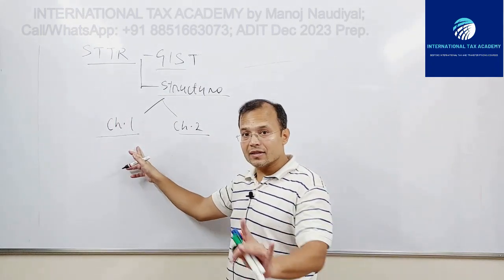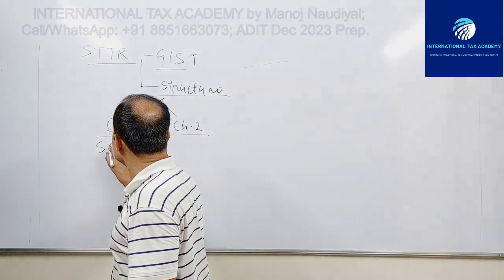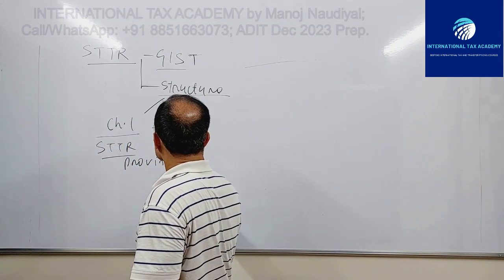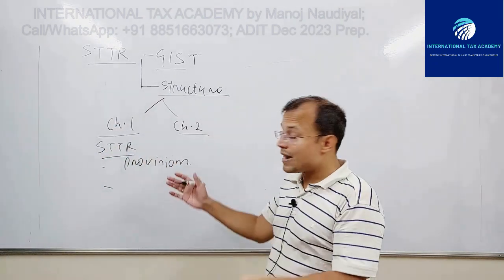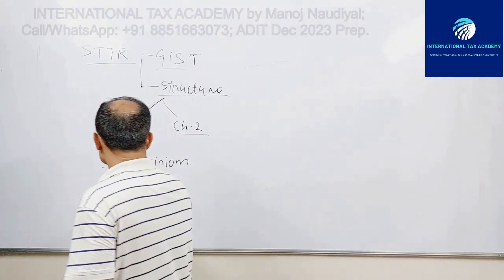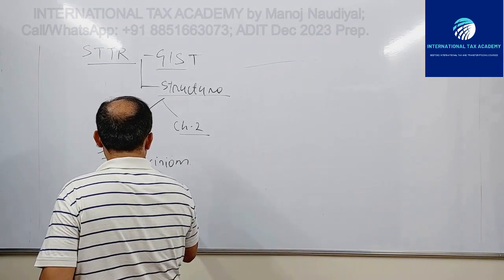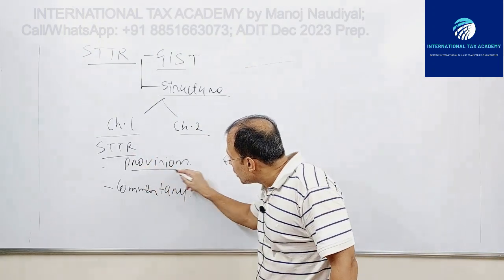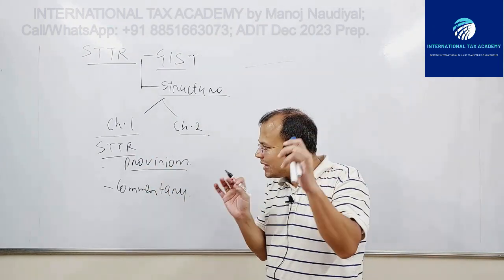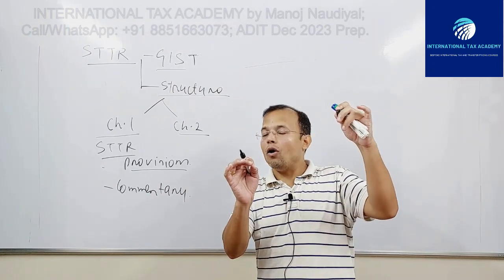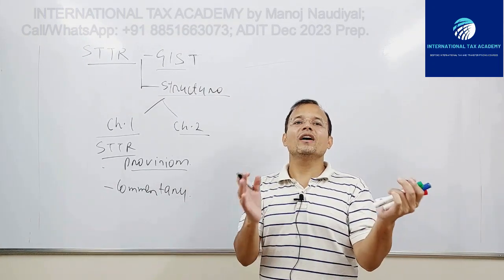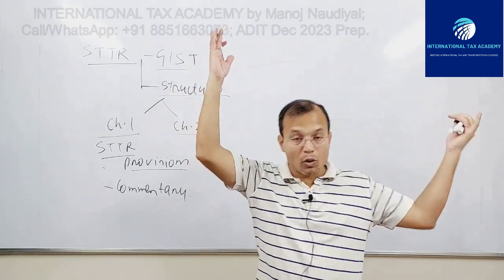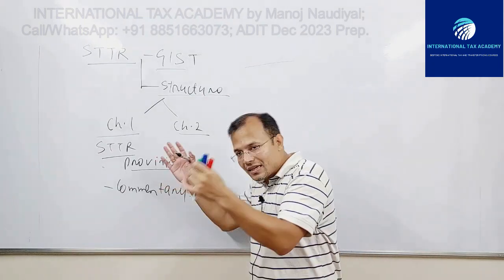Chapter number 1 consists of the STTR rule, the provisions, and then an elaborate commentary. This STTR rule or the provision is like all those articles of the OECD Model Tax Convention that we have: Article 1, 2, 3, 4, all those 32 articles. It's created in the form of an article.